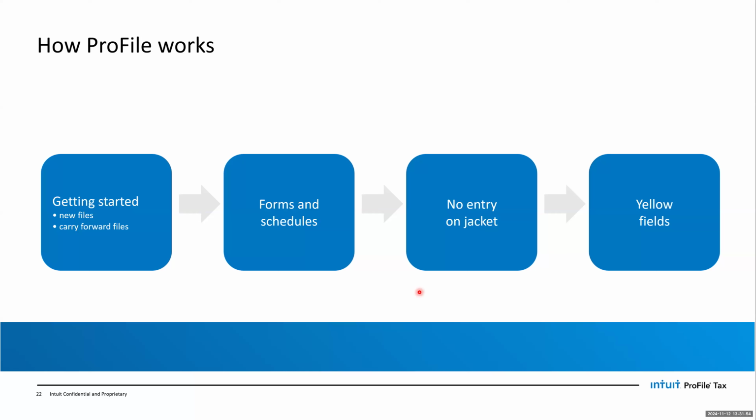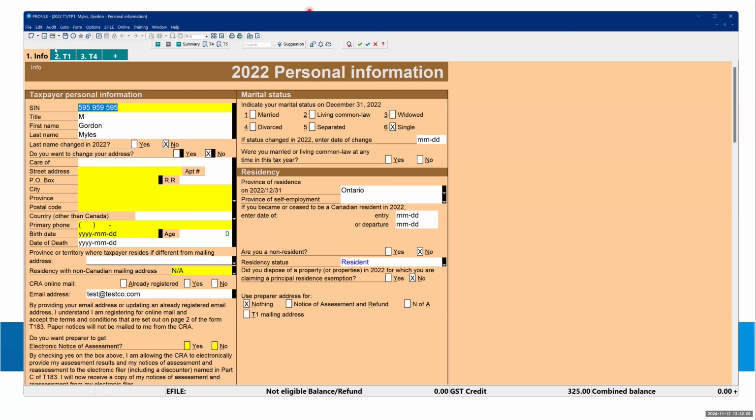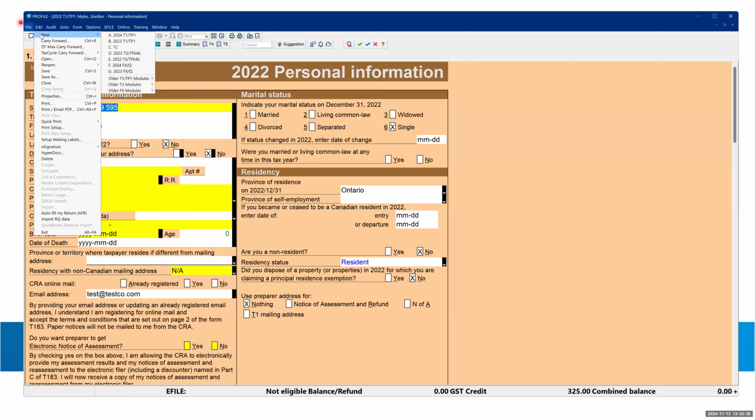All right, so if you are brand new to ProFile, let's talk about navigating in ProFile. So how do we get started? How do we work in ProFile? So what's going to happen is you're either going to create a new tax return, carry forward a tax return, or maybe open up a tax return that you were working on yesterday. There are some icons on the ribbon here. I could select new return, carry forward, or open a return, or I could just go straight to the file menu and do the same thing, new, carry forward, and so on. Okay, and so that's how I could create a new tax file, carry forward, open an existing tax file.